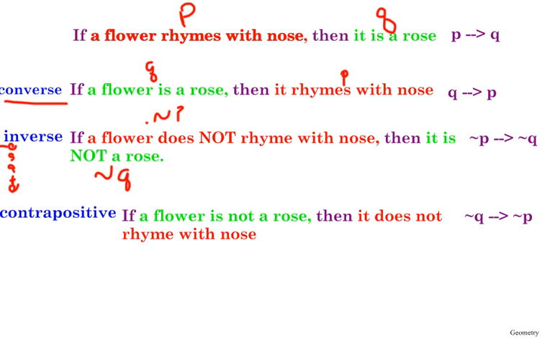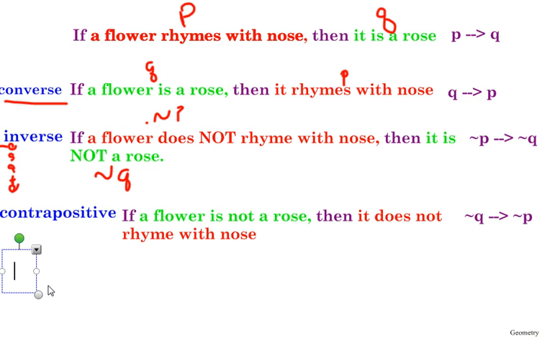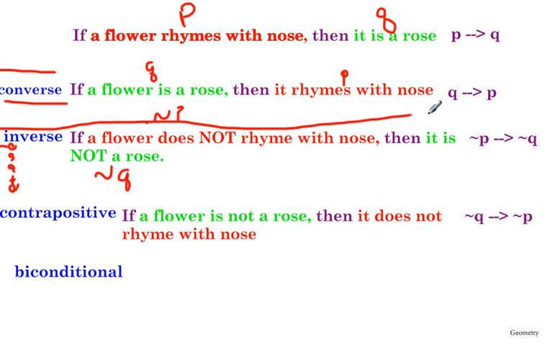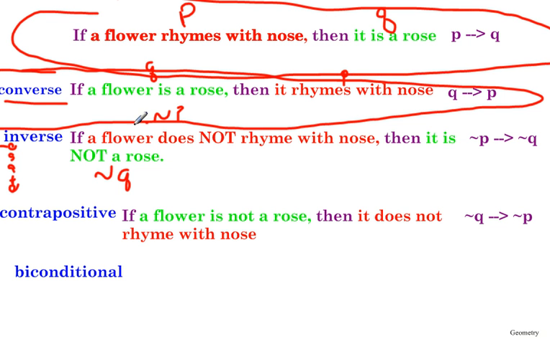All right, and then finally we learned about a biconditional. And remember, a biconditional can only be written if the converse and the original conditional are both true. So if both of these are true, then we can write a biconditional.